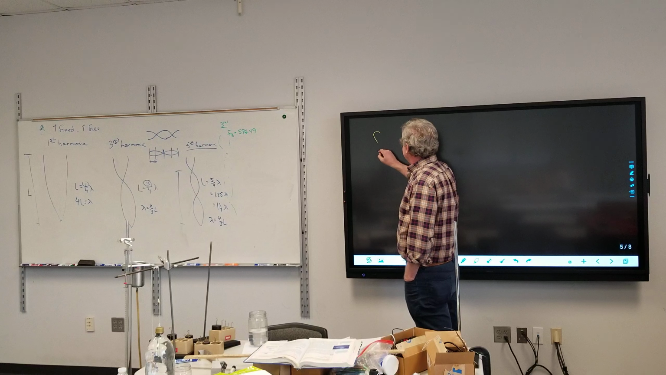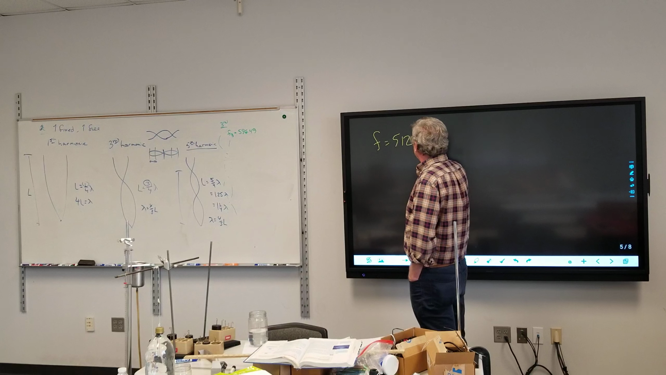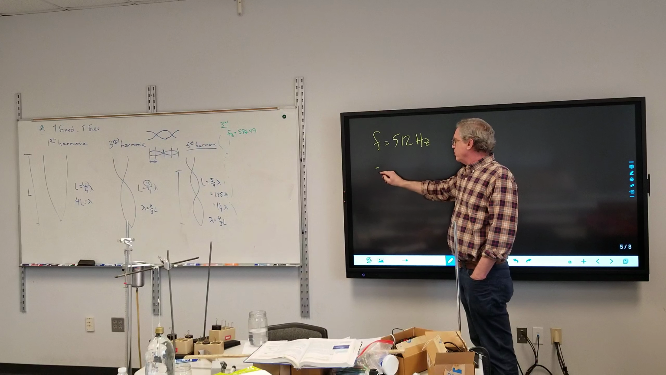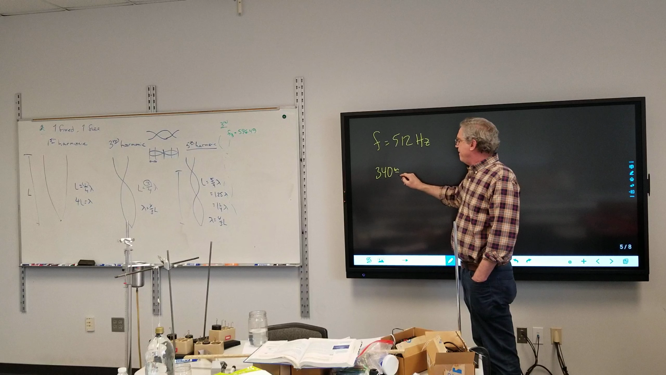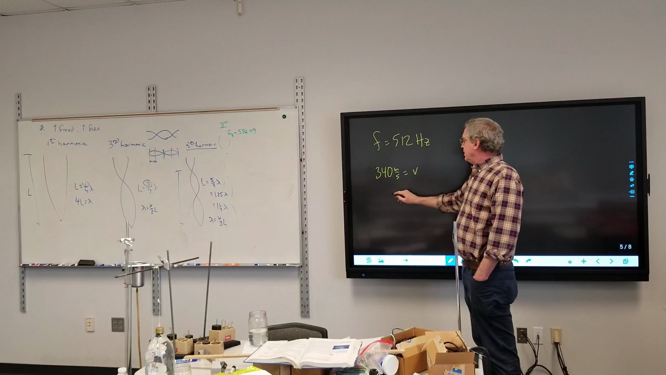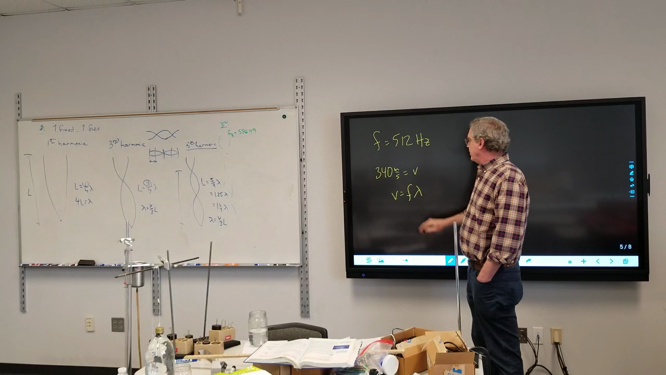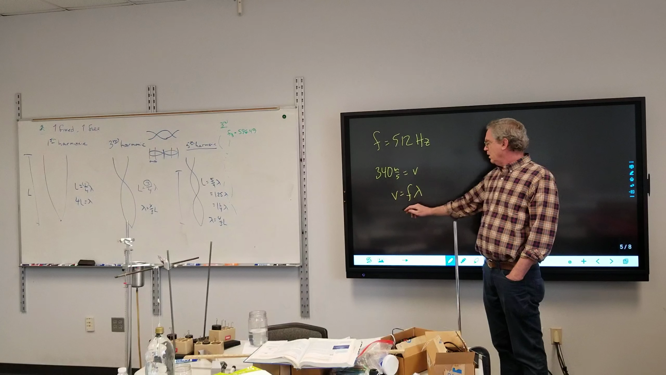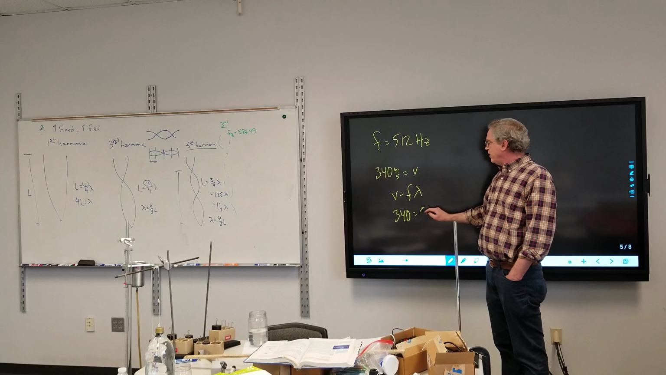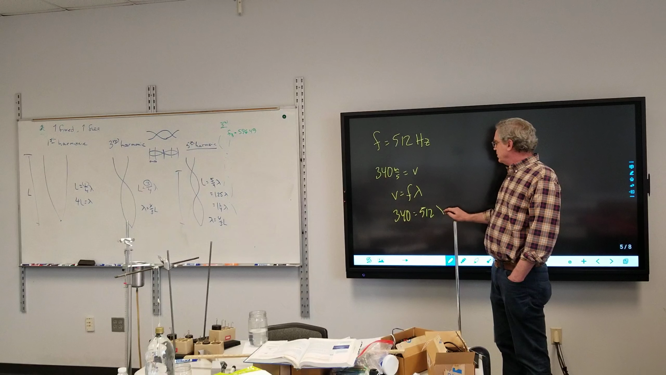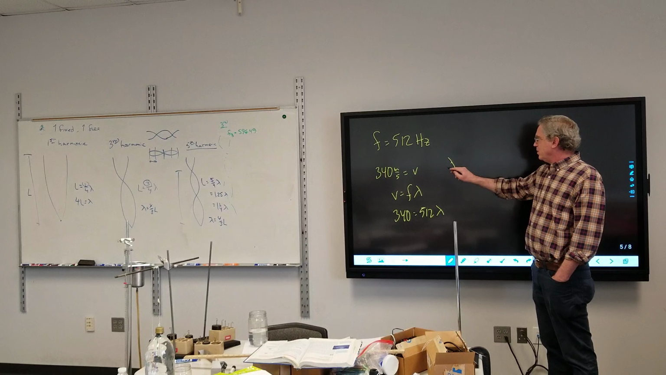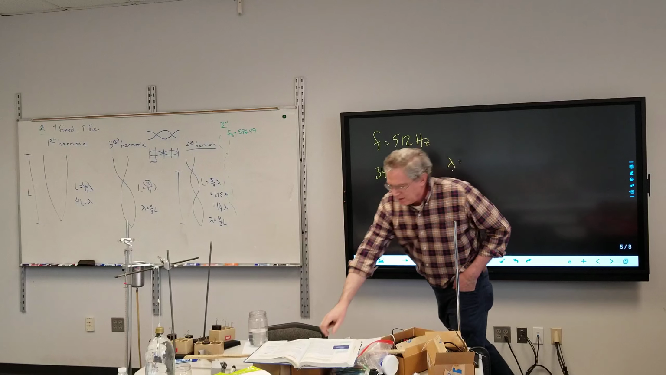So the frequency, 512 hertz. I know the speed of sound is about 340 meters per second here in this temperature. And so that's the speed, and I know the speed is the frequency times the wavelength. So therefore 340, the speed, should be equal to 512 times the wavelength. If someone would be kind enough to do the fancy math and tell me what the wavelength of sound is that is being produced.